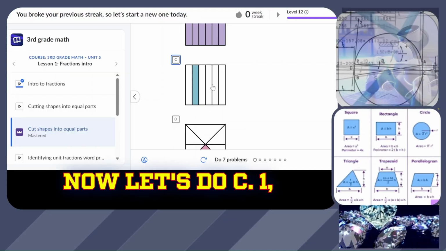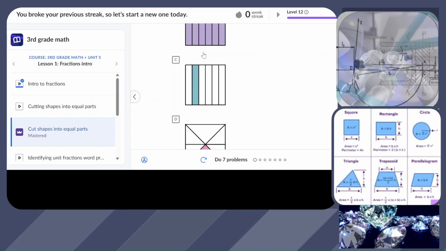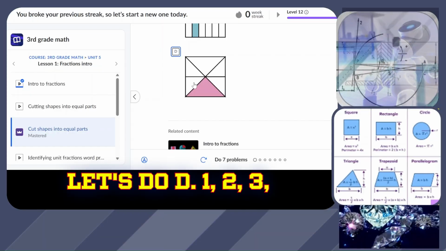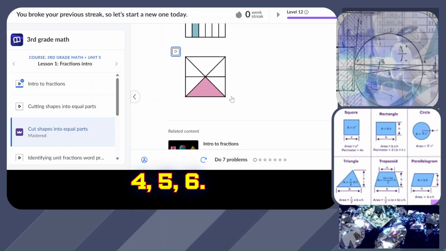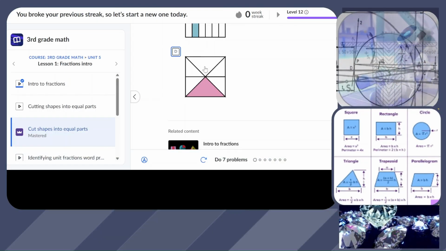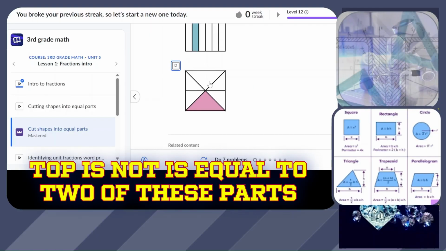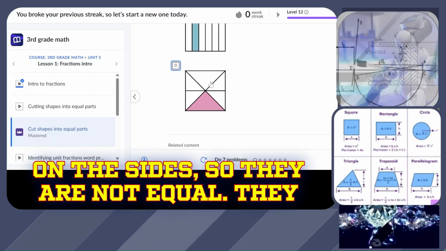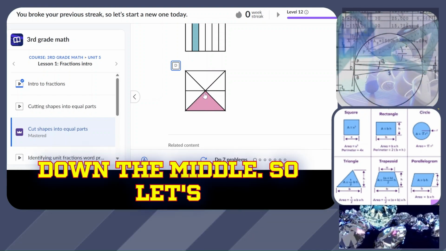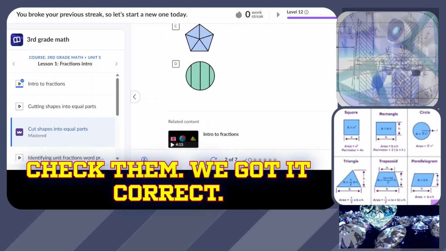Now let's do C. 1, 2, 3, 4, 5, 6. And one of them is shaded. Yes. Let's do D. 1, 2, 3, 4, 5, 6. All of these parts are not equal, so no, because this part on the top is equal to two of these parts on the sides. So they are not equal. They would be equal if we put a line down the middle. So let's check them. We got it correct.